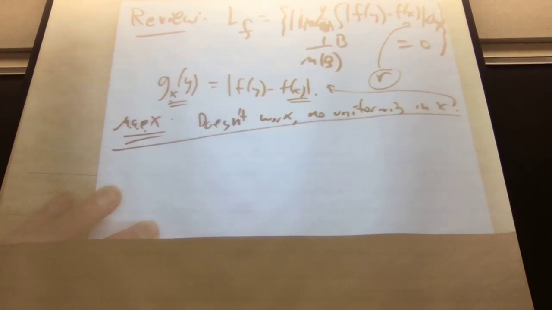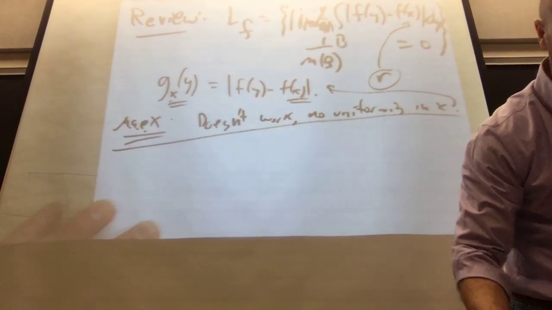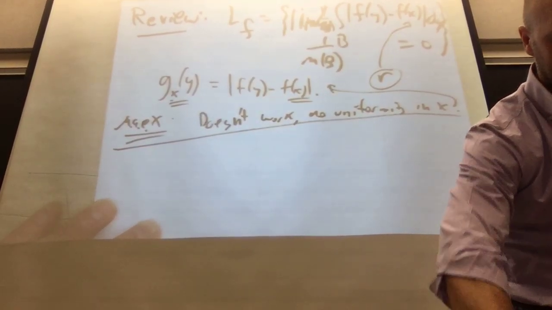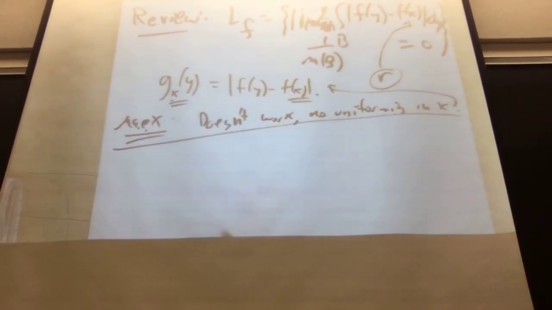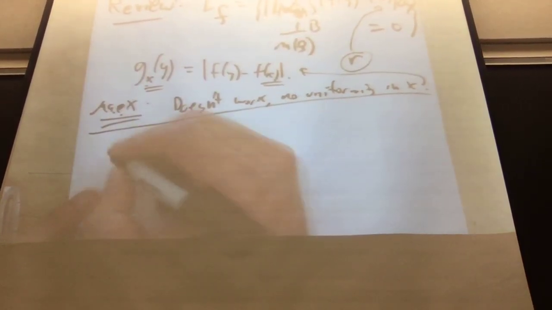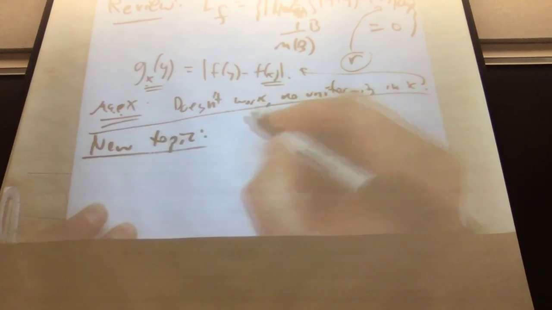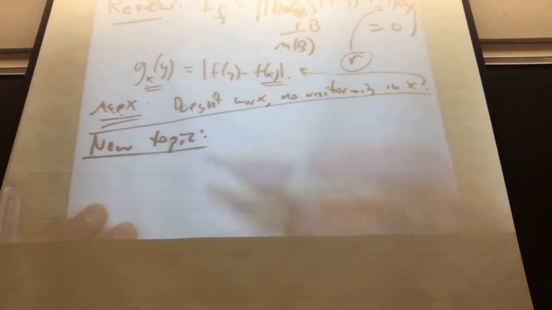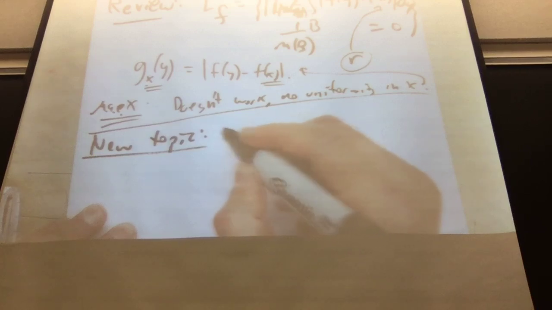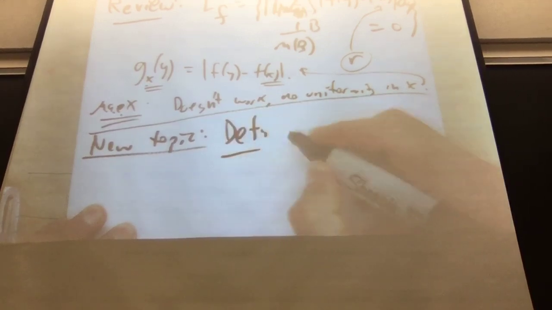All right, on to new things. The new things that we're covering are the Radon-Nikodym theorem and its consequences. So on to signed measures. It's a new topic, and a vitally important topic. Signed measures. So, definition, new.